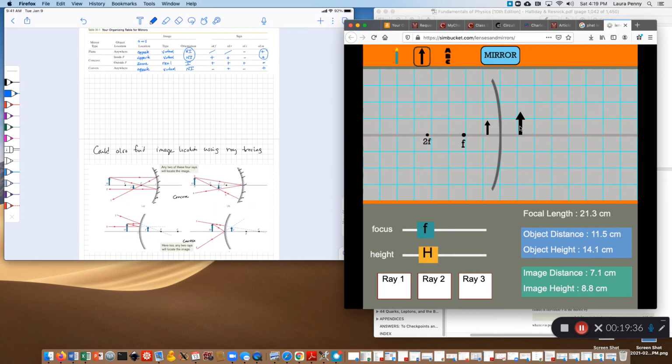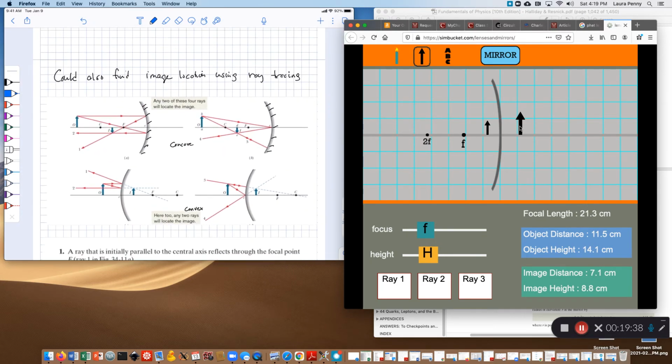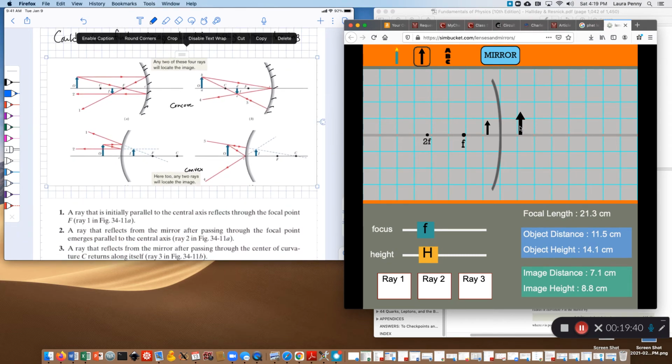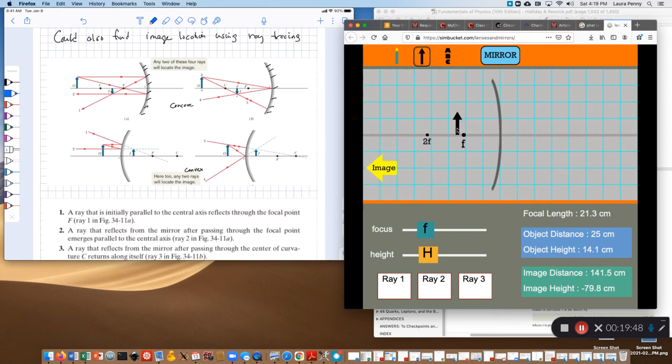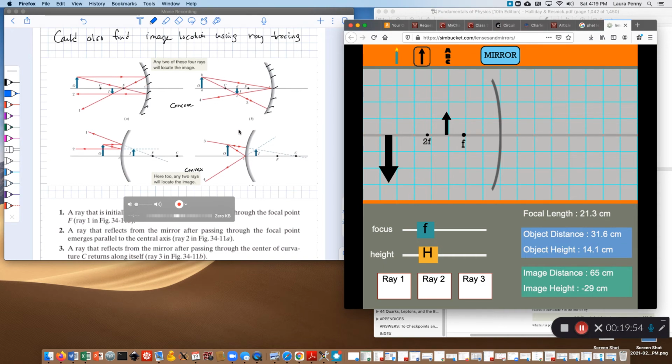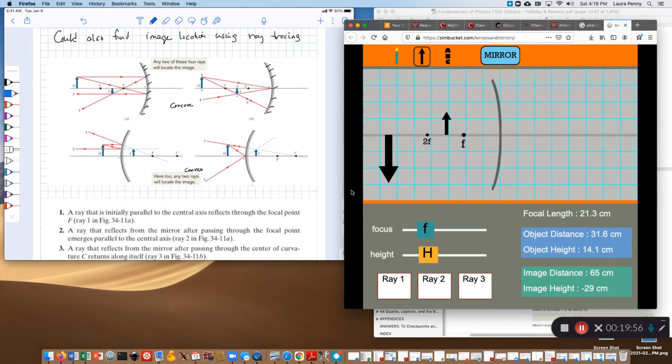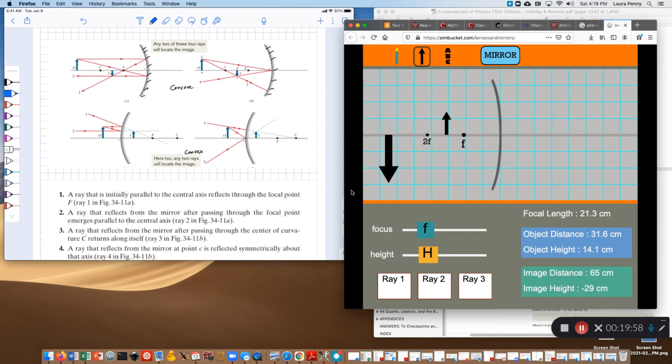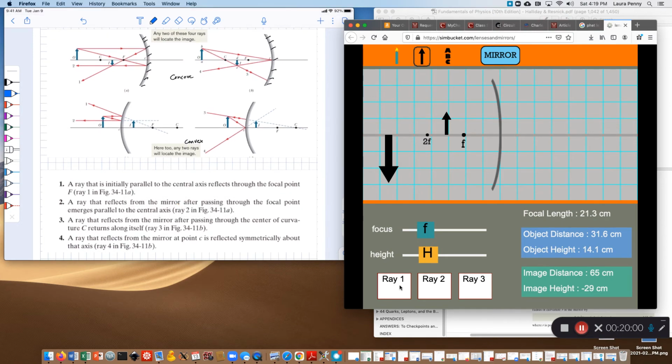Okay, I'll come back, but actually, let me quickly just say this. It is also possible, but I'm not going to have you do it, you may have done this in some previous class, to find the location of images using ray tracing. They show the rays in this image here and discuss what they all are. So does this simulation.